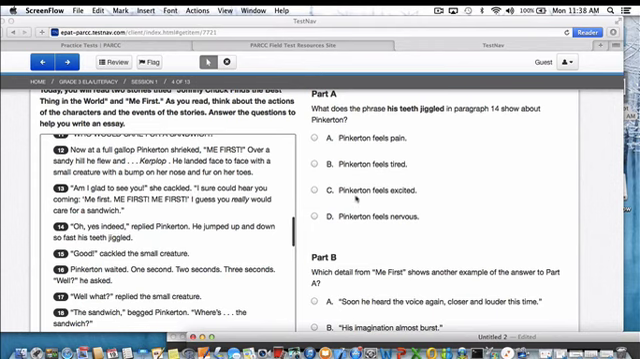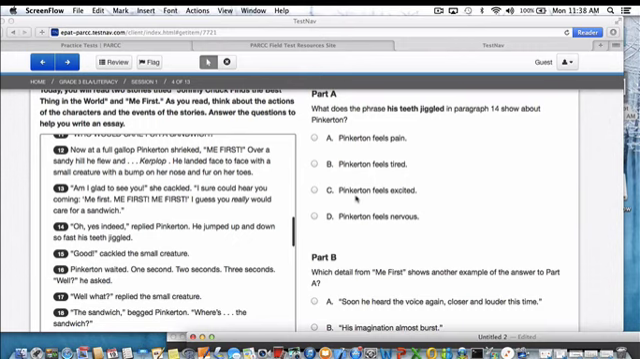Pinkerton feels very, very excited because he's about to get this sandwich that he's been thinking of. And so when his teeth are jiggling, jumping up and down so fast, his teeth jiggle because he's feeling that excitement. And so in this situation, we see that it's an understanding question, but it's also at that recall and reproduction level, the DOK 1.